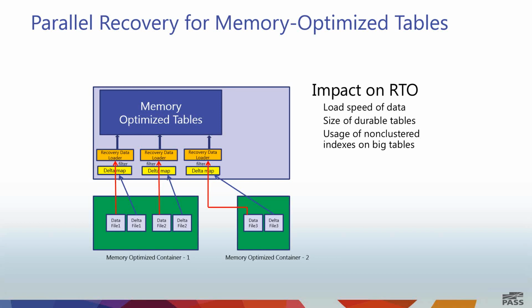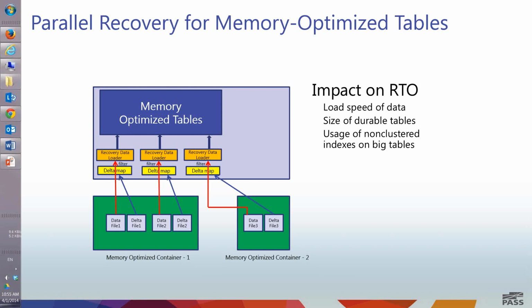What you do need to keep in mind here is the impact on your RTO, especially the speed of your I/O device as well as the size of your tables. That is very important. If you have, let's say, 100 gigabytes worth of tables, and you have an I/O device that does 500 megabytes per second, then you need to keep in mind you will need 200 seconds to load all this in memory.